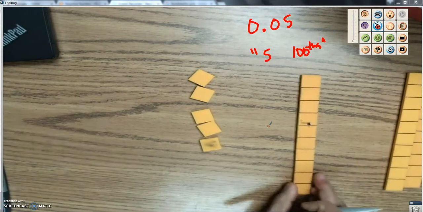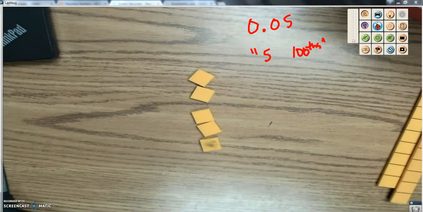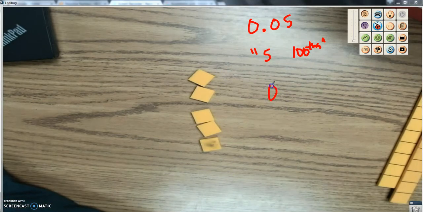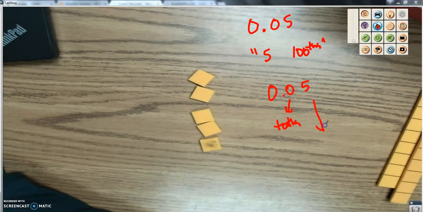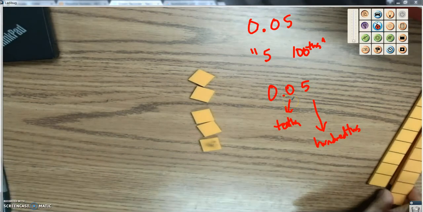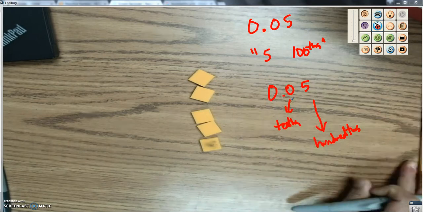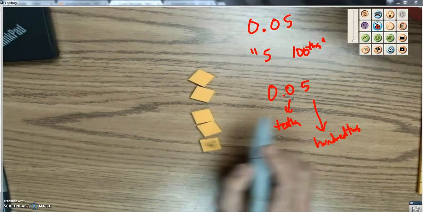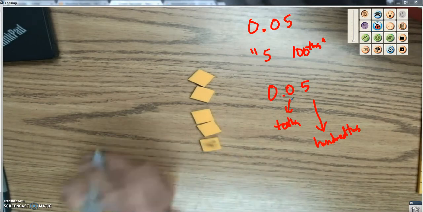There's not even 10, so I don't need even one of the big pieces. And you can tell that from the place value too. You know, this is the tenths place, and this is the hundredths place. And as you can see, there are no tenths, no these, and 5 of these. So it works the same way either way.